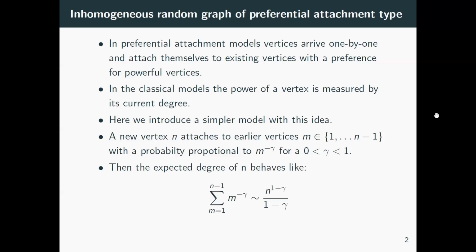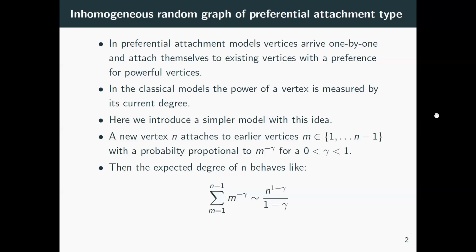One thing we have to note here: we can try to calculate the expected degree of this newly arrived vertex n. Since all the connection probabilities are independent of each other, it's just a sum of Bernoullis, and the probability was proportional to m to the power of minus gamma. Then you can calculate this, and it will behave like n to the power of 1 minus gamma, which explodes if we send n to infinity.